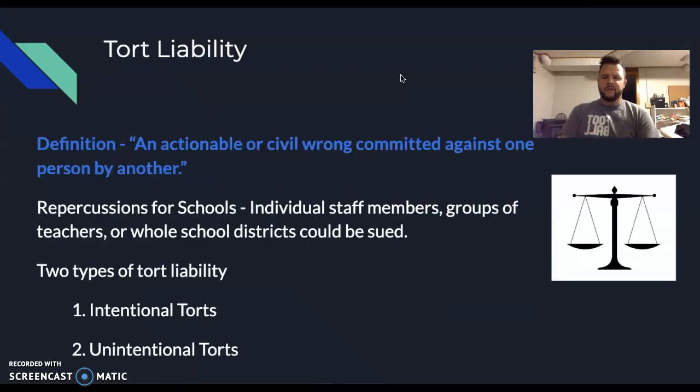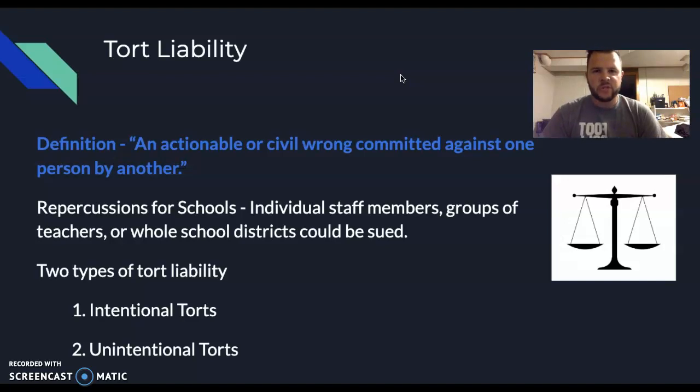To begin, the definition from our textbook is that a tort liability is an actionable or civil wrong committed against one person by another. There are repercussions for schools that other people and other businesses might not have to deal with, or at least it's different if you're involved in a school.